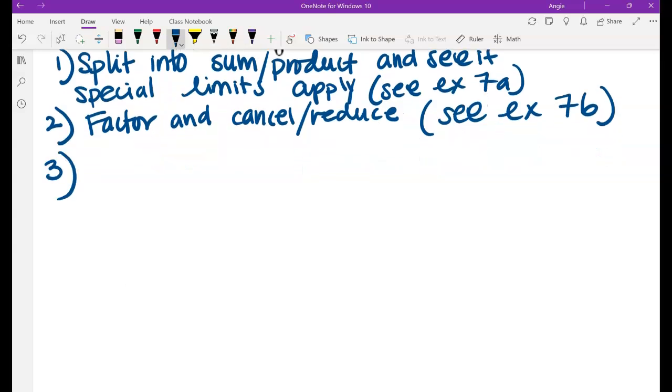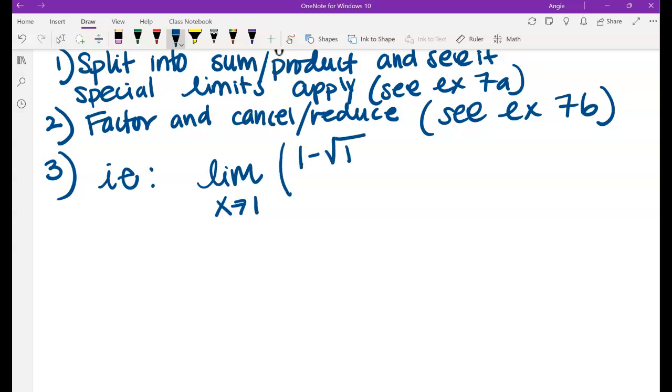Now example number 3. Find the limit as x approaches 1 of (1 minus square root of x) all over (x minus 1). Well, let's see if we can substitute, right? Remember, the first step is always easier if we could substitute the value of x in. But sometimes it doesn't work, okay?